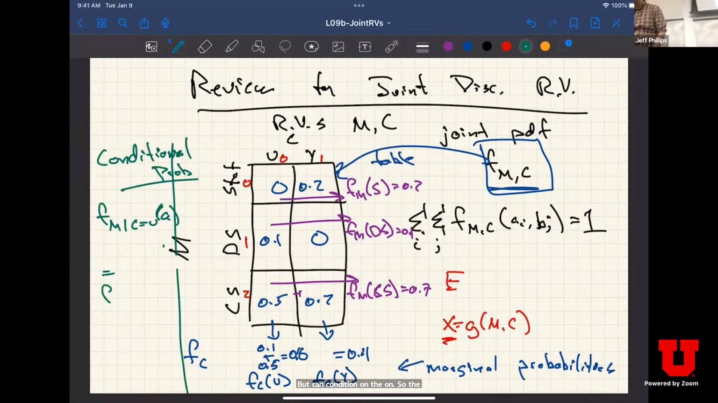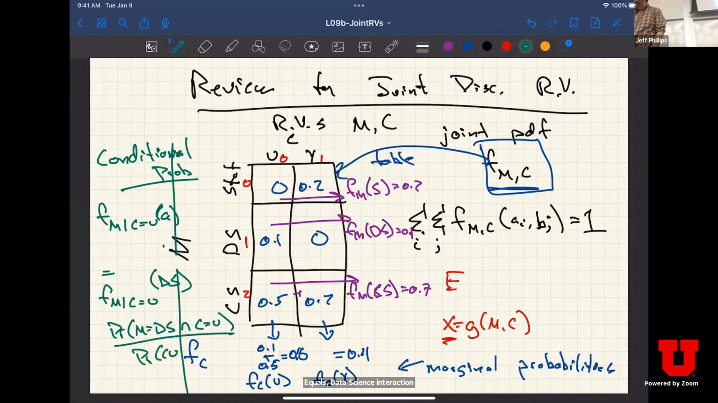So if I evaluate this, f of m given c equals u, at data science, I look at the probability that m equals data science, intersection college equals u, divided by the probability that college equals u. This is the same way I calculated conditional probability before, but now I can get the PDF. I could write down the whole PDF in this way. On the quiz, we're not going to have you write down the whole PDF, but we may ask you to evaluate something like this.